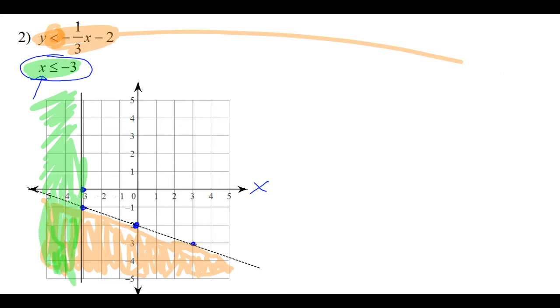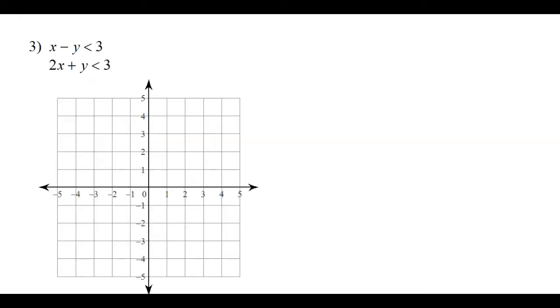So the solution, this part got out of control right there. The solution to this system would be this area right here, just this little wedge right here. All right, maybe one more.